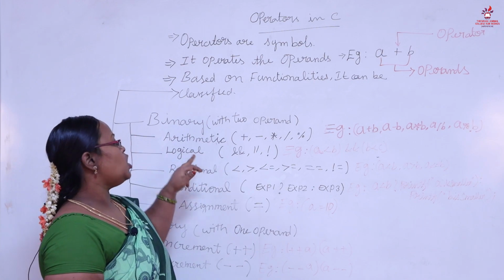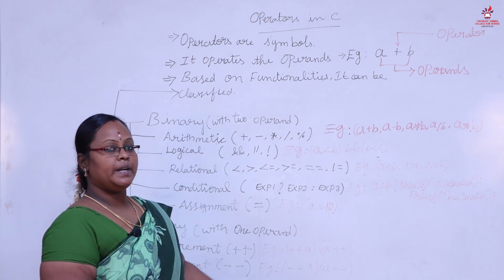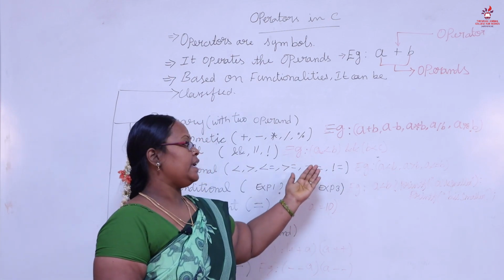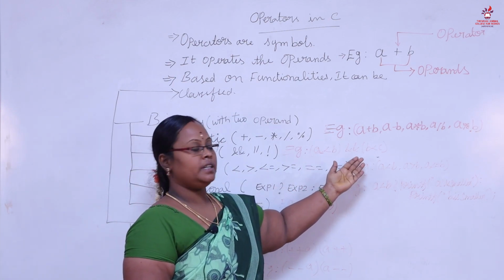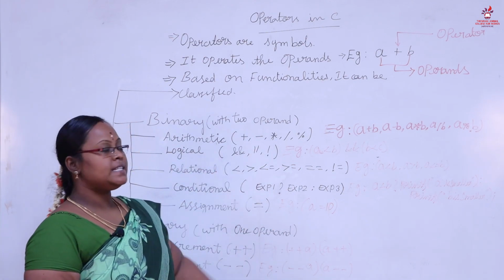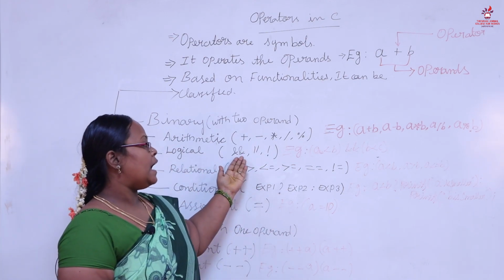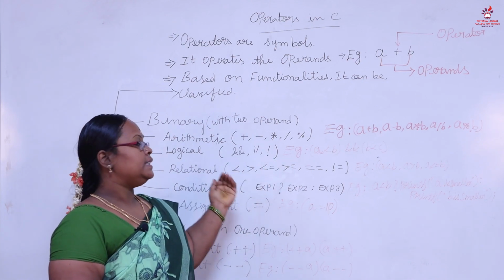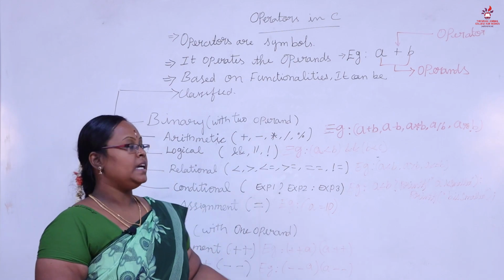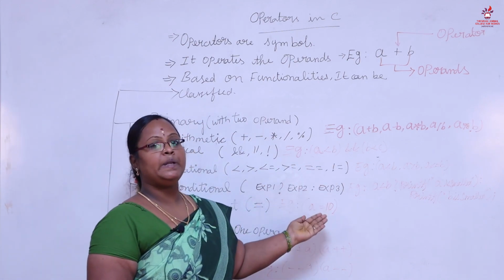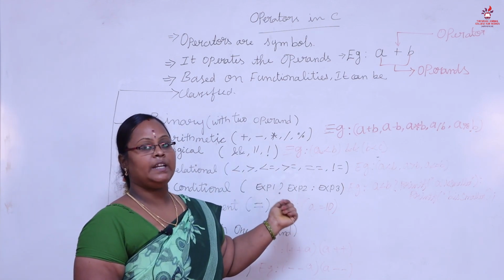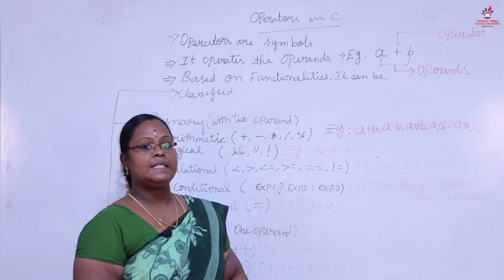And next one, logical operators. Logical operators are used to combine expressions like A less than B and A less than C. The logical operators are AND, OR and NOT. The result of a logical operator will be either true or false. If the condition is true, it returns the true value 1. If the condition is false, it returns the false value 0.